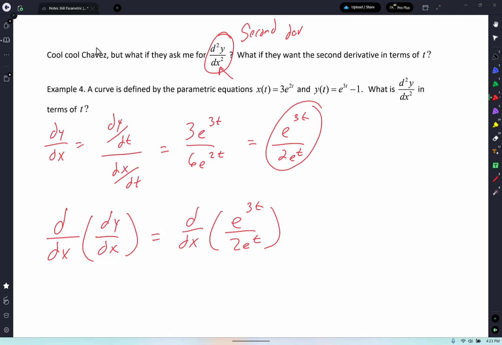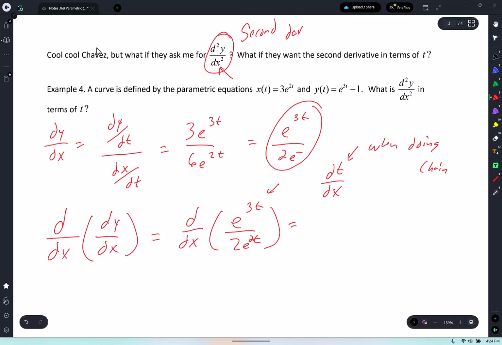What rule do I got to use? Quotient with chain. That's not an x, that's a t. So I'm going to go bottom. Don't worry. So guys, look, that's not an x, that's a t. So really what you're doing is this. You're going dt dx. The 2's still there. I just missed it.